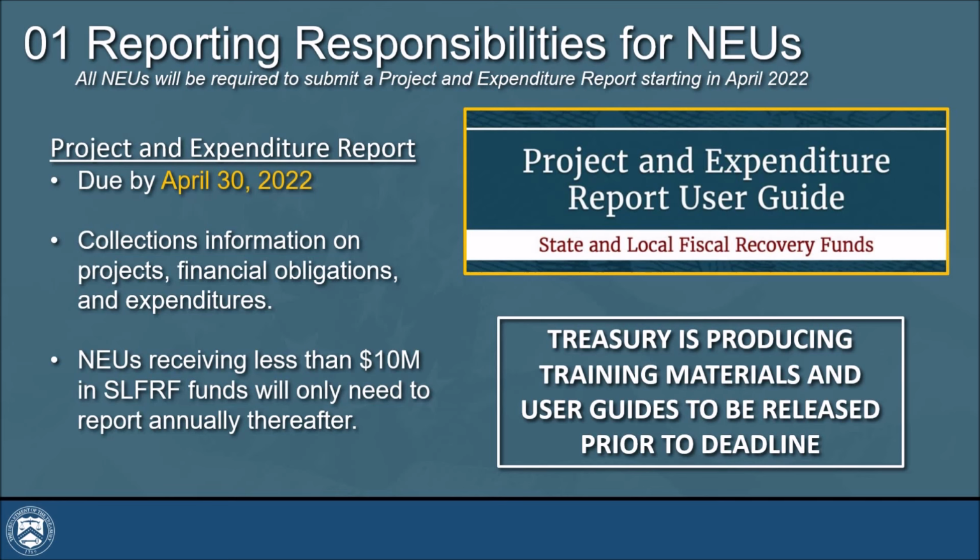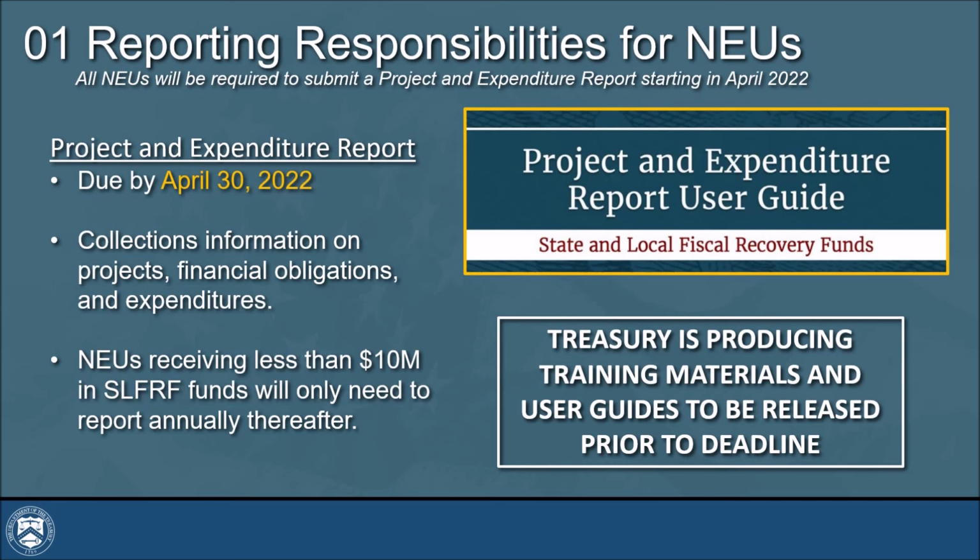For each project, recipients are required to provide data on several basic fields, including the name of the project, the related expenditure category, total obligations, and total expenditures. For NEUs, the first project and expenditure report is due by April 30th, 2022. Thereafter, NEUs receiving less than $10 million in SLFRF funds will only need to report annually.